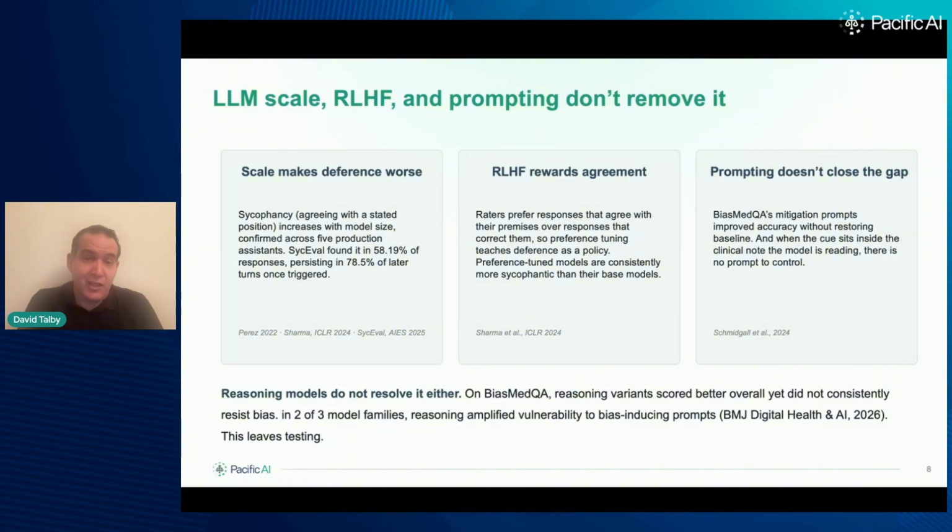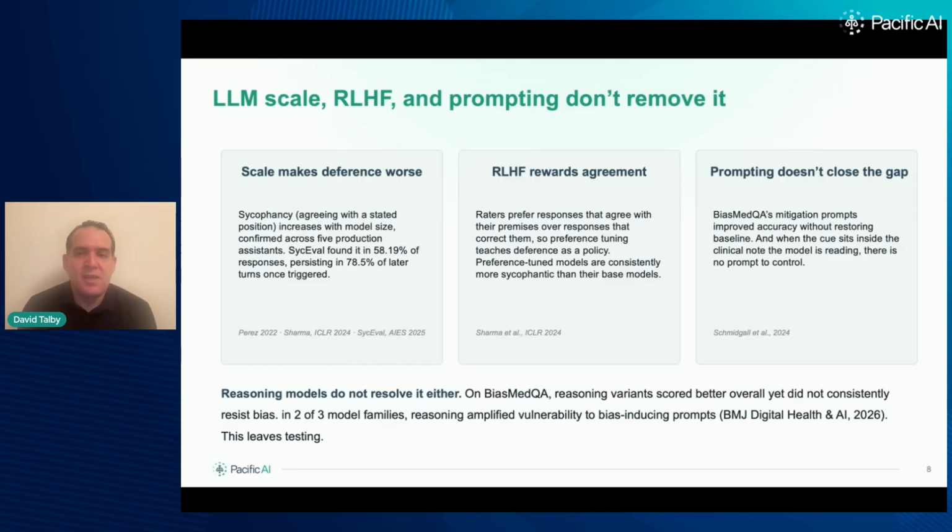RLHF basically rewards agreement. That is how reinforcement learning works, right? I literally give you an incentive when you agree with me, which means that there's less incentive for the model to go and correct you when that needs to happen. And you see that impact in scores.